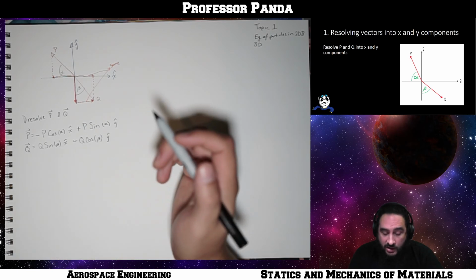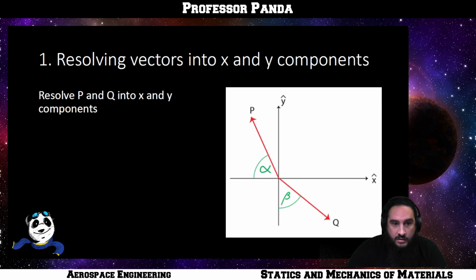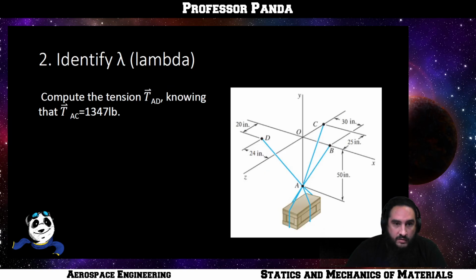Okay, that's all I got for you today. Preview of what we're doing next time. This problem, we're going to be identifying lambda. So we're going to compute the tension alpha delta, knowing that tension alpha Charlie is 1,347 pounds. So stay tuned for that video.